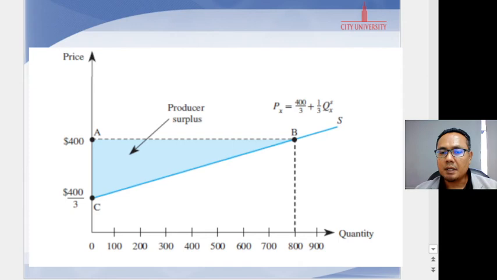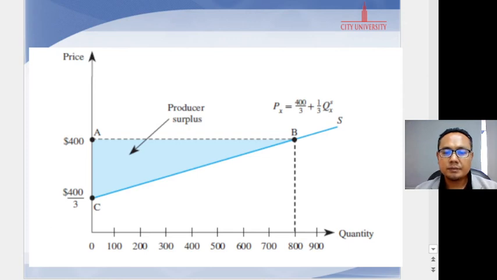So producer surplus is the producer analog to consumer surplus. It is the amount of money producers receive in excess of the amount necessary to induce them to produce the good. More specifically, note that producers are willing to sell each unit of output below 800 units at a price less than $400. But if the price is $400, producers receive an amount equal to 400 for each unit of output below 800.